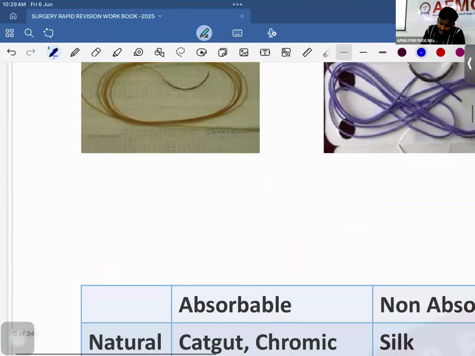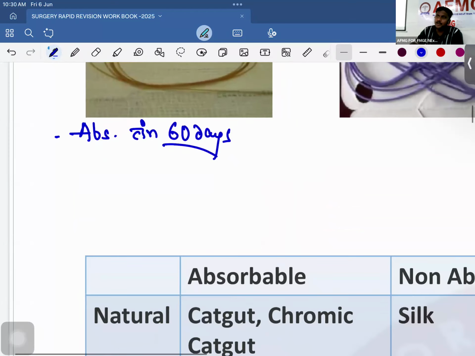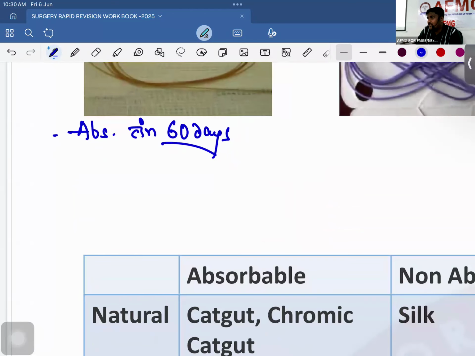So now if I say catgut sutures are absorbable, please tell me their absorption time. They are absorbed within a span of 60 days, that is 2 months, beta. So catgut sutures are absorbed within 60 days or 2 months. Next important, they are absorbed by the process of enzymatic digestion or hydrolysis. So all the natural sutures are absorbed by enzymatic digestion.